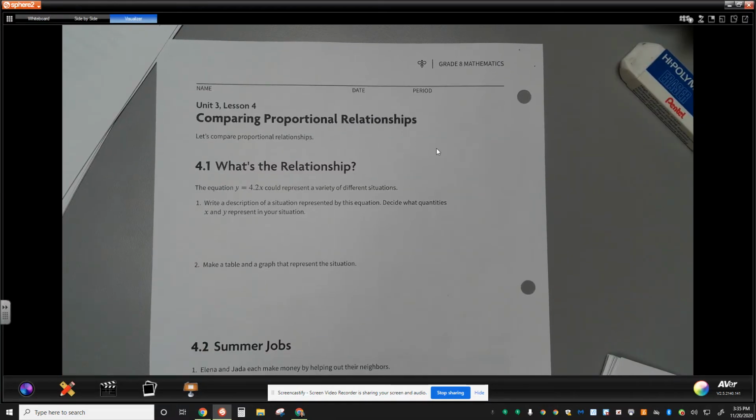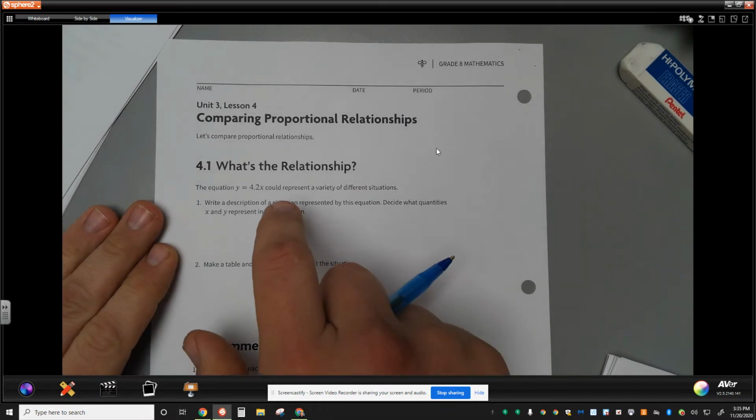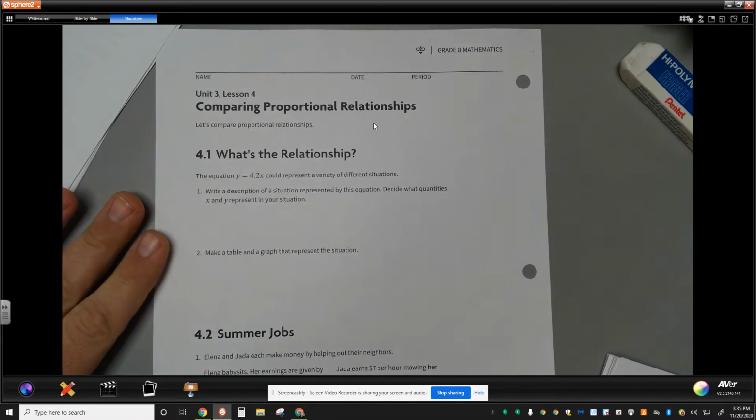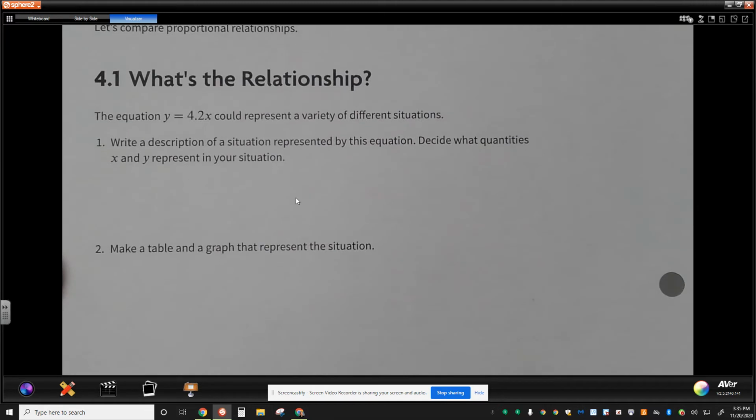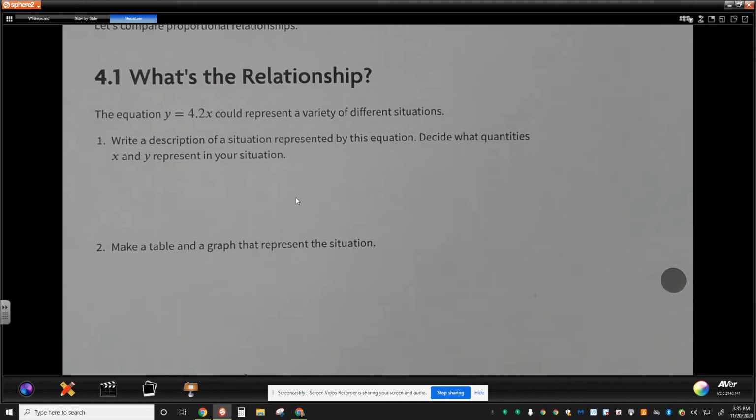I'm going to be showing you these same questions right here. You can go ahead and fill all those in that you see on your McGraw-Hill, but for the rest of this video, I will be showing just these ones here. You see the exact same information. Write a description of a situation represented by this equation. Decide which quantities x and y represent in your situation.